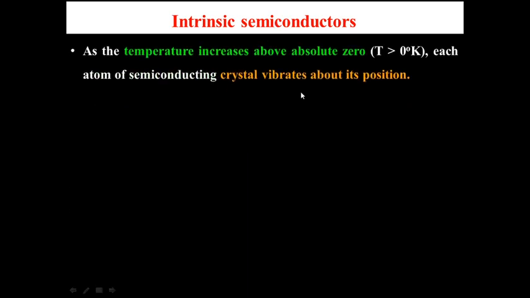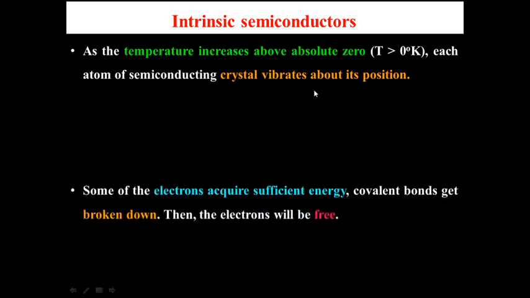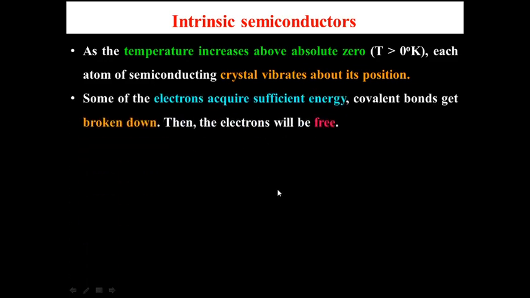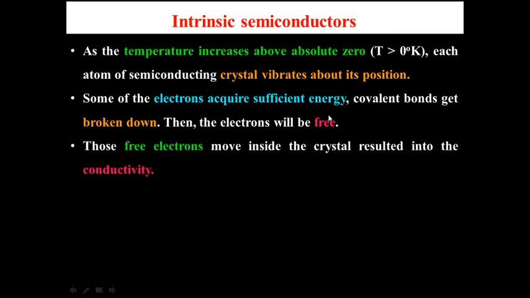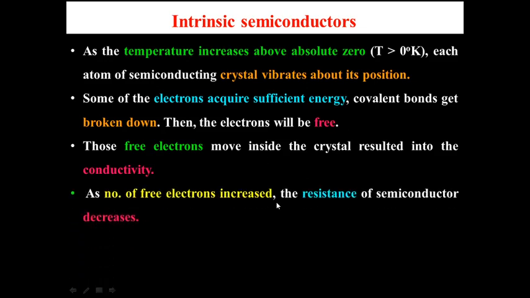As the temperature increases above absolute zero, each atom of the semiconducting crystal vibrates about its mean position, and some of the electrons acquire sufficient energy and covalent bonds get broken. Then electrons become free, and those free electrons move inside the crystal, resulting in electronic conductivity. As the number of free electrons increases, the resistance of the semiconductor decreases. It means when the number of free electrons increases, the conductivity will increase, hence the resistivity will decrease.